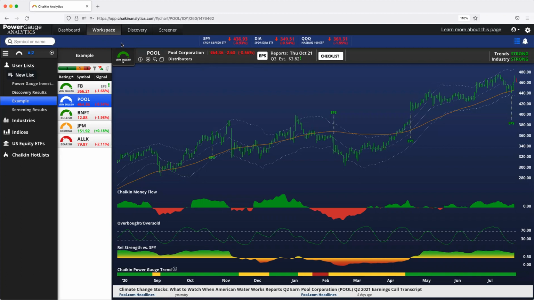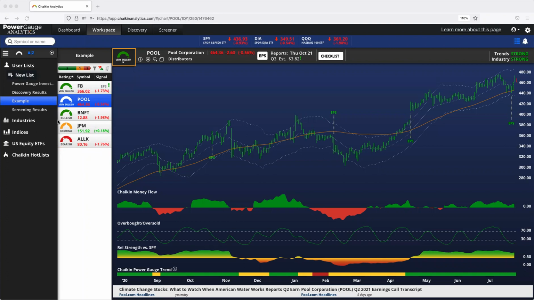The Power Gauge rating is our primary rating. It is in and of itself a weight of the evidence approach. It is a 20-factor model that combines both fundamentals and technicals. Bullish and very bullish stocks are more likely to outperform the rest of the stock market in the next 1 to 6 months. Bearish and very bearish stocks are more likely to underperform in the same period of time.